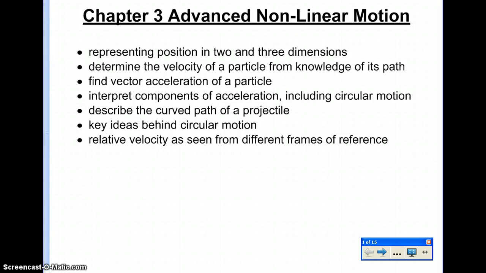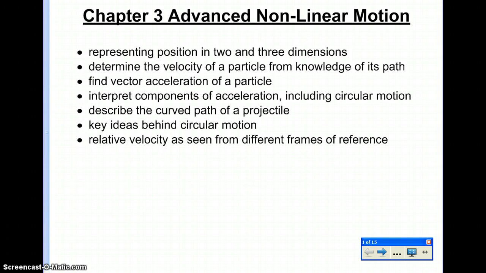In this chapter there's quite a few things that we're looking to do. We want to make sure that you can represent position in both 2 and 3 dimensions. So this is a little fancier than what we did with one-dimensional stuff. And we want to be able to determine the velocity of a particle, knowing what path it's taking. So we want to be able to look at instantaneous velocity in different places. We want to be able to find the vector acceleration of a particle, interpret what components of acceleration exist, including with circular motion, and we want to be able to describe projectiles with a curved path based on position, time, velocity, acceleration, a lot of things.